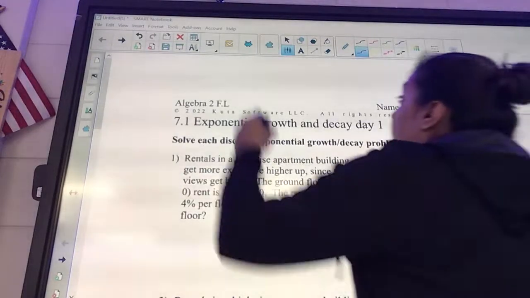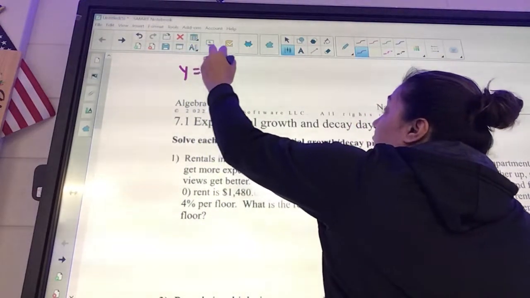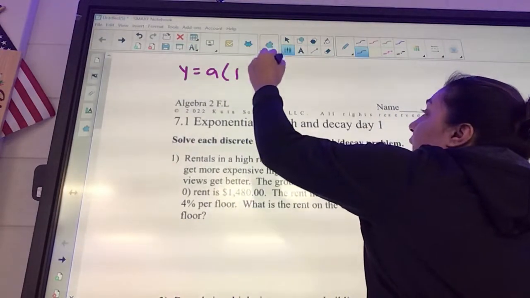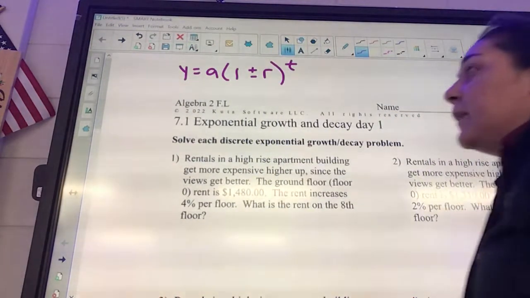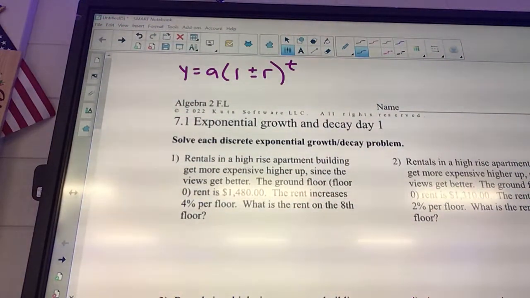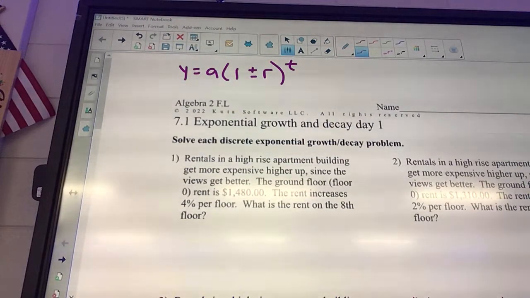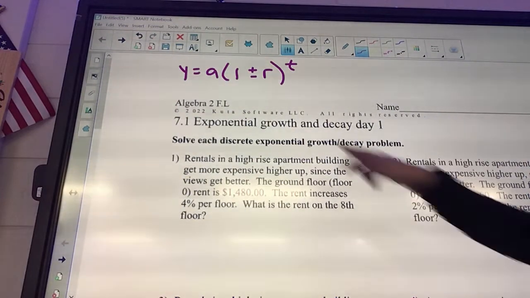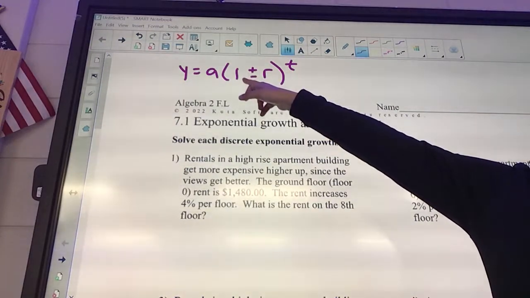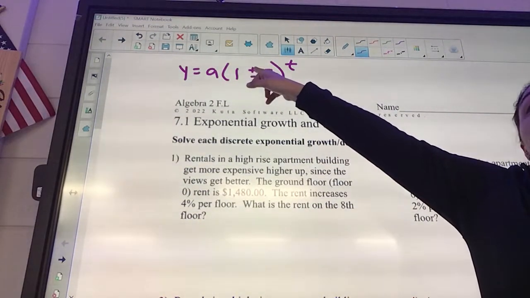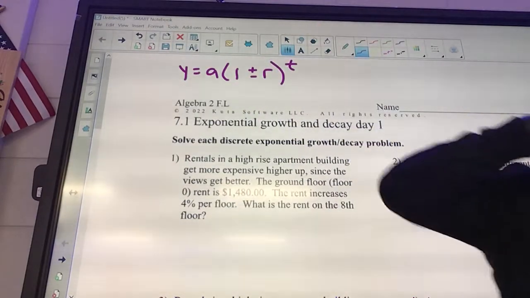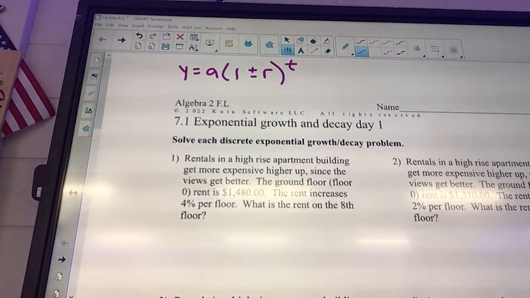Okay, so here's the formula, and I'm gonna differ it a little bit. You're gonna get y equals a(1 plus or minus r)^t. Okay, a stands for what? What's a stand for? Our starting amount, our initial amount. What about the r? The rate of growth. The rate, okay, and it's gonna be into a percent or decimal? It's gotta be a decimal, okay? Why do I have plus minus right here? Yeah, so it might be plus if it's growth or minus if it's decay. And then the t stands for what? Time. Okay, so let's look at number 1.